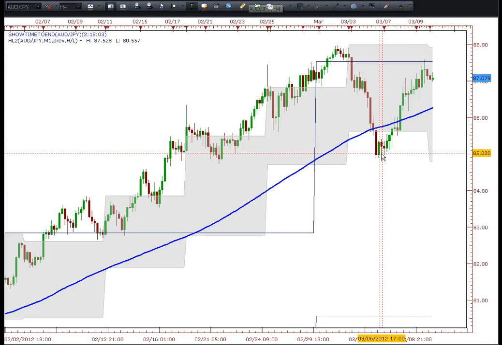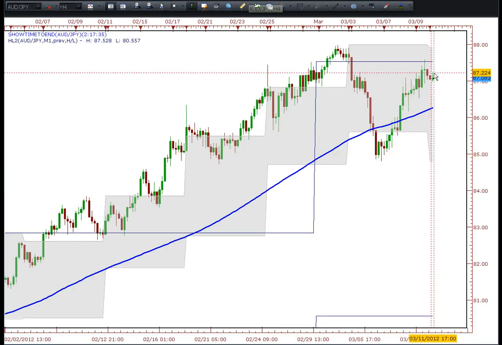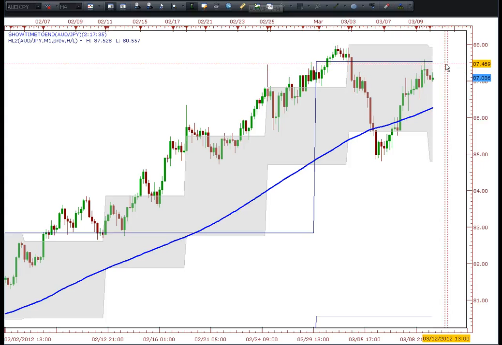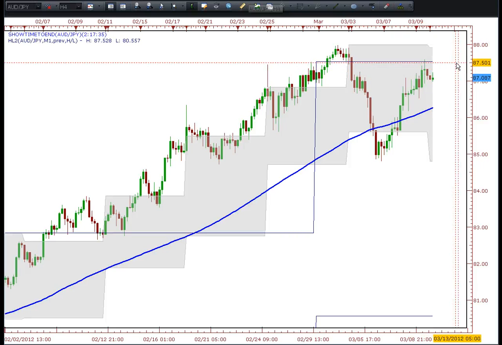But here you go, here it broke that, and then it came back up to this previous month high, and it bounced off of that. Now we'll see what it does here. Maybe it won't break that level, and then it'll go down.